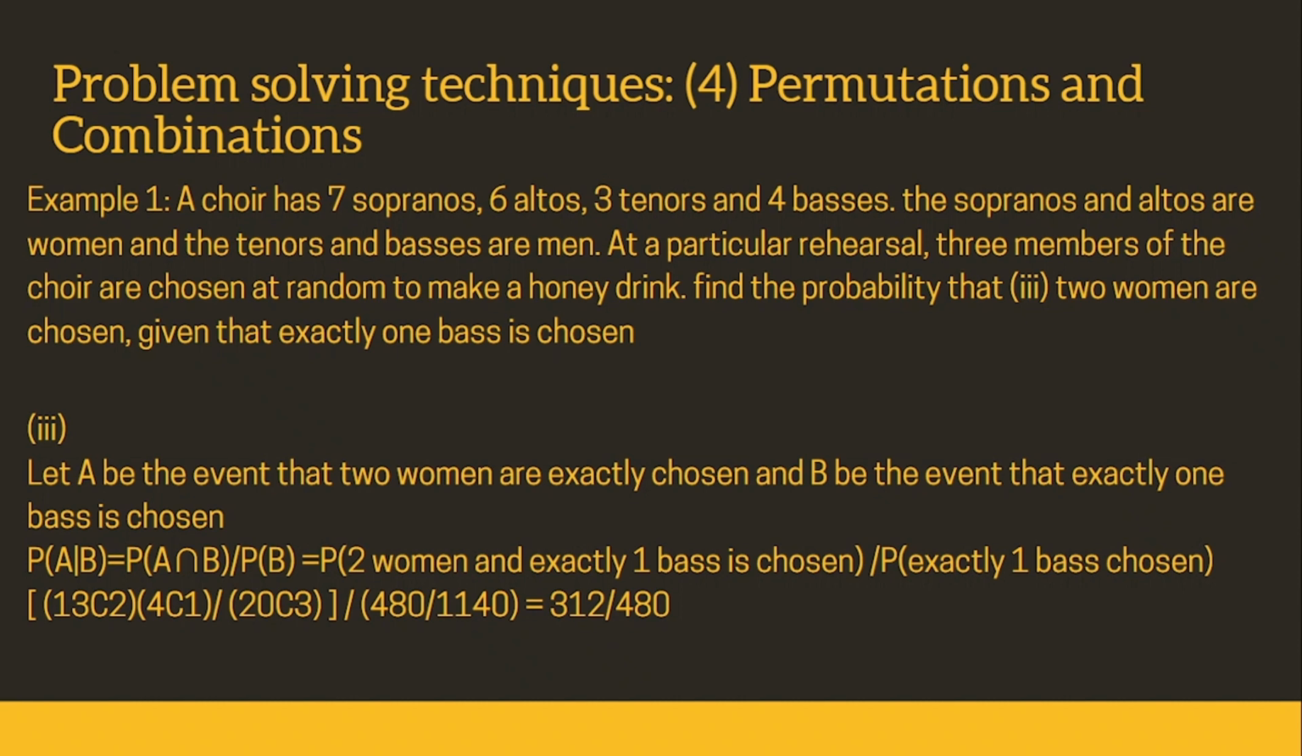So in this case, it will be 13 choose 2. So out of the 13 women we choose 2, and 4 choose 1 to choose the 1 bass. Divide by 20 choose 3. So that's the total outcomes. Then we divide by the probability that 1 bass is chosen, which is our part 2 answer. So after we do that, we will get 312 divided by 480. So that's how we get our part 3 answer.